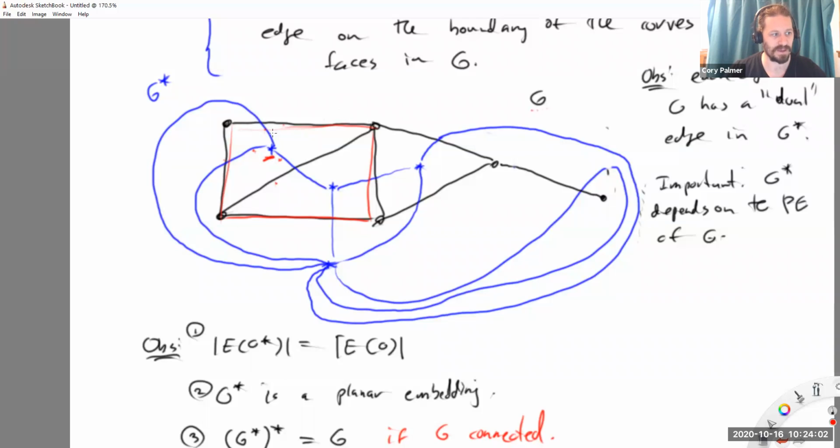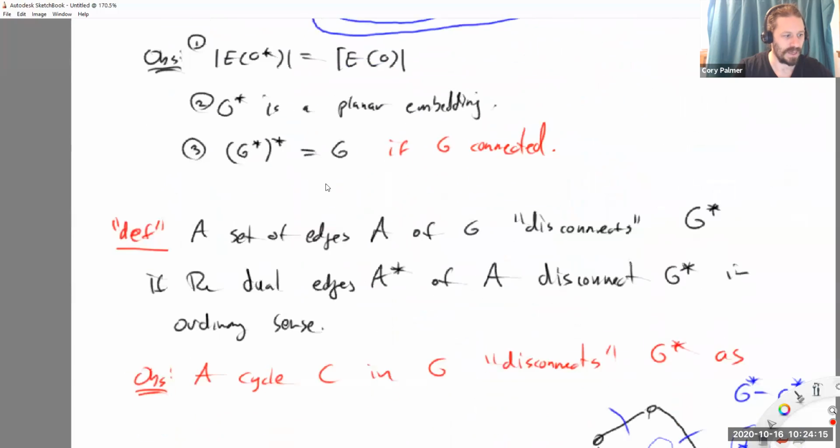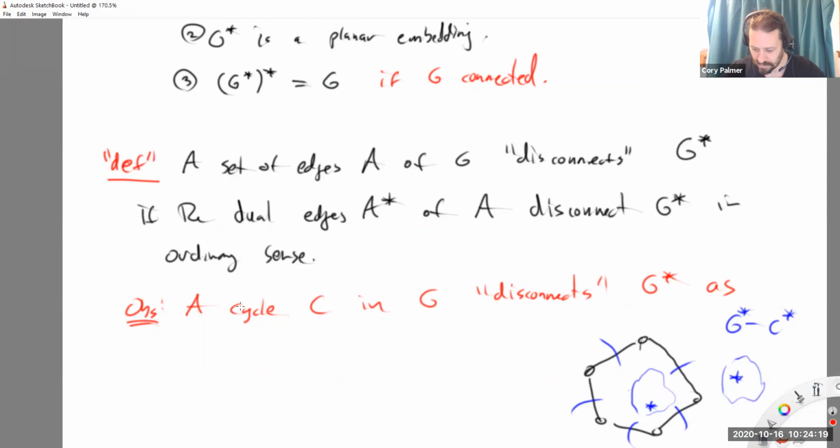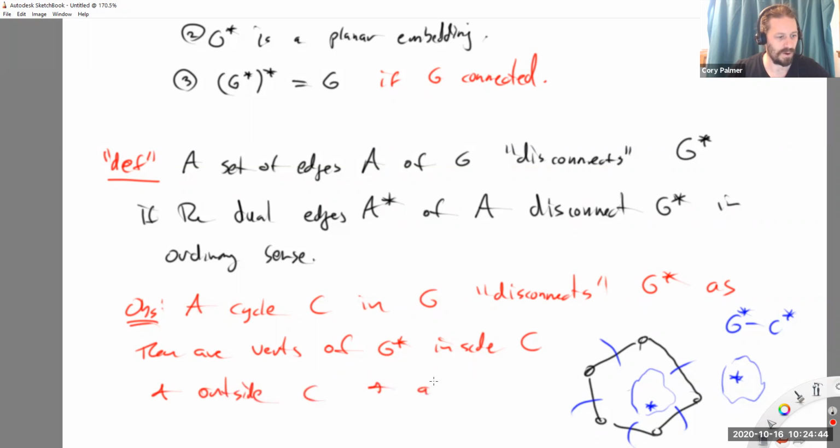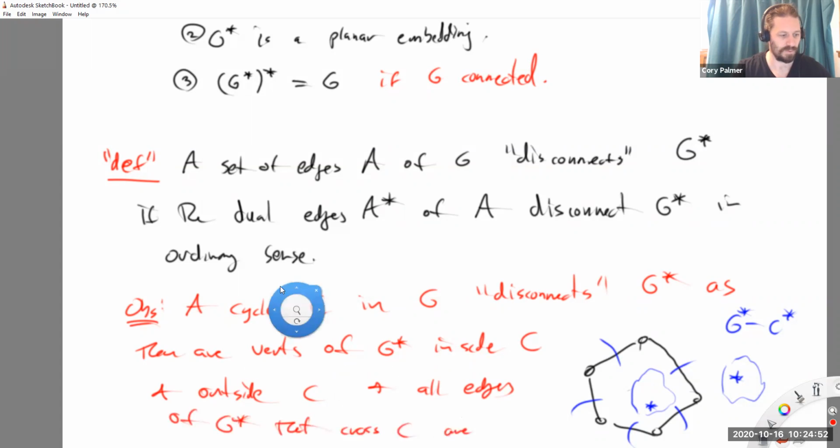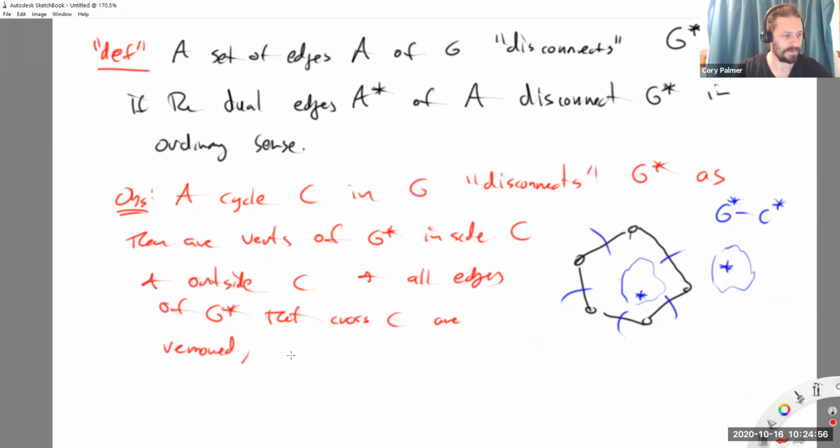But every cycle contains faces interior to it. Either it's a face itself or somewhere smaller inside of it has to be a face. So removing this red cycle, and when I say remove, I'm not removing a cycle. The cycle is a boundary between interior faces and exterior faces, and if I remove the blue edges crossing that boundary, it disconnects the graph, okay? It disconnects G as well by the picture, but maybe we can say there are vertices of G star inside C. Then you can just think of C as a curve in the plane. Forget it's edges of a different graph, it also represents a closed curve in the plane. So there are vertices of G star inside C and outside C, and all edges of G star that cross C are removed. So G star minus C star is disconnected.